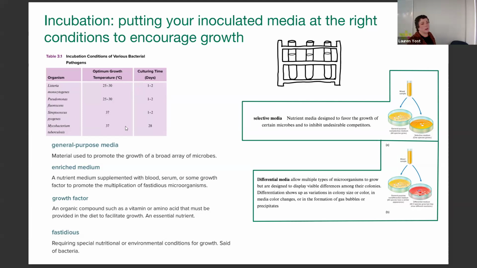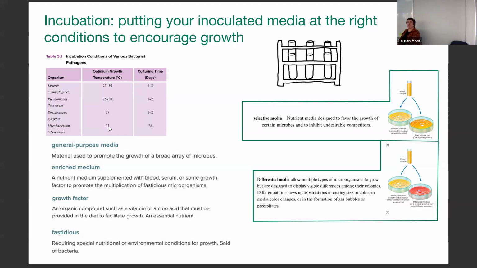Or if you scroll all the way down to Mycobacterium tuberculosis, it prefers to grow at 37 degrees Celsius, that's body temperature, so 98.6 degrees Fahrenheit. And its culturing time is 28 days. So it takes 28 days in order to have an actual usable culture for that guy. So an entire month just to culture it, which is why we have so many tests available for tuberculosis that don't rely on culturing, because you're just not going to get it if we have to culture it.